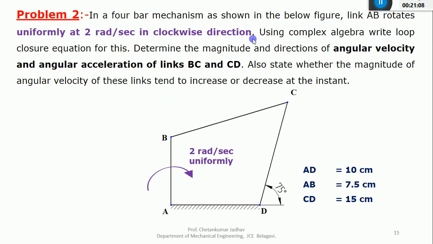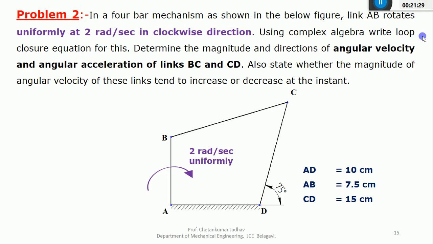So in a 4-bar mechanism, as shown in the below figure, the link AB rotates in a clockwise direction with an angular velocity omega of 2 radian per second. Using complex algebra, write the loop closure equation for this.